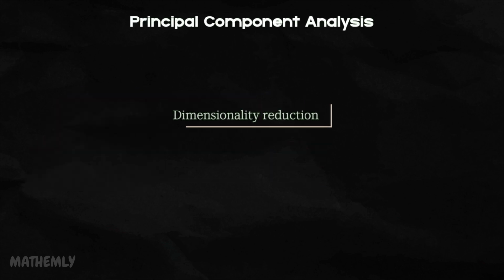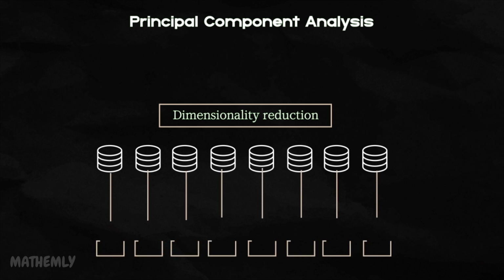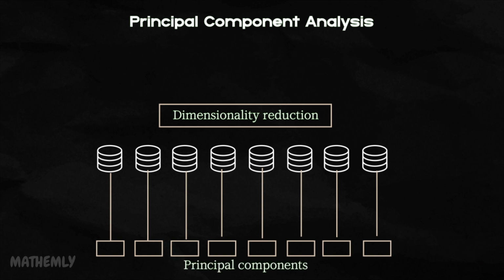PCA is a powerful dimensionality reduction technique used in machine learning and data analysis. When working with large datasets with many variables, it can be challenging to interpret or visualize the data. PCA helps by transforming the data into a smaller set of key features called principal components while preserving as much information as possible. It does this by finding new axes that best represent the variation in the dataset.